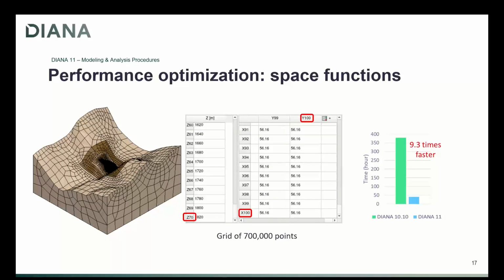Another performance improvement is related to space functions. When there were large space functions with fine grids for different things such as material properties or loads, runtime would increase quite significantly in previous versions. In Diana 11, a new state-of-the-art high-performance data structure is developed and implemented that can address such bottlenecks. And in this example, where the grid had 700,000 points, Diana 11 runs more than 9 times faster than the previous version. The next one, please.